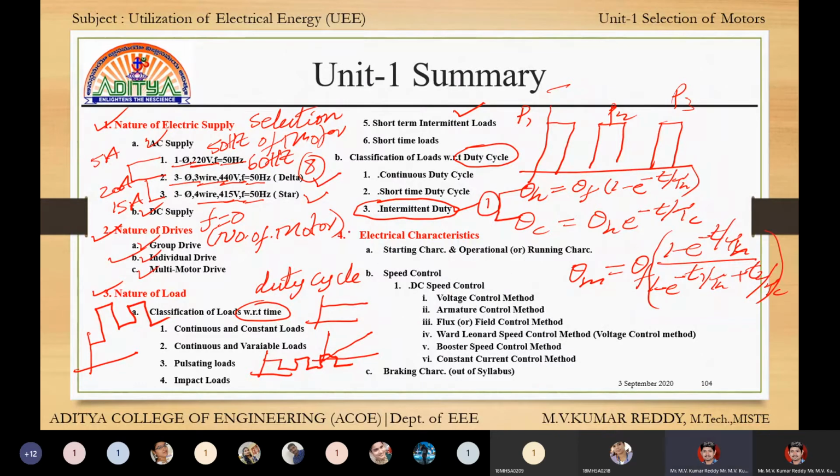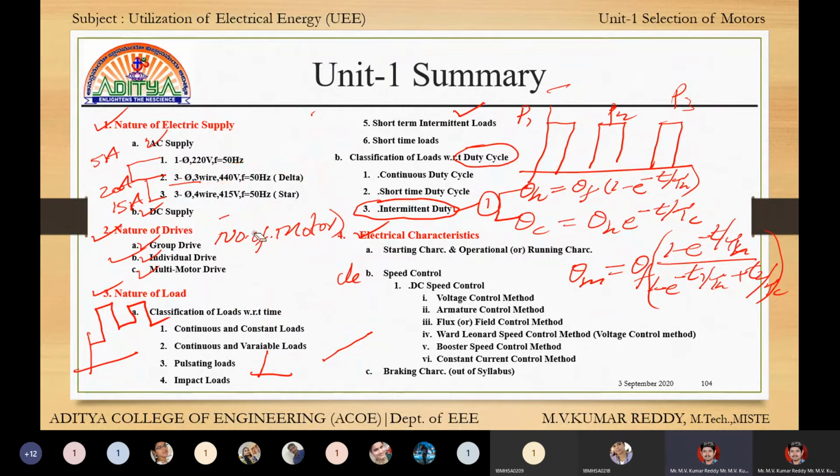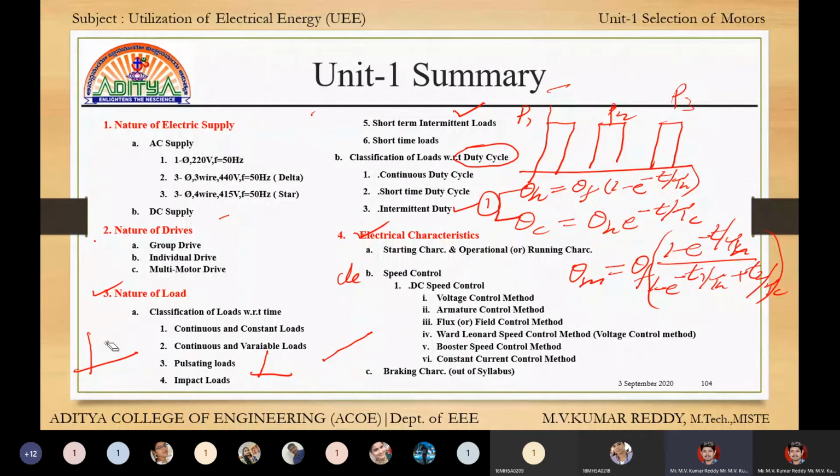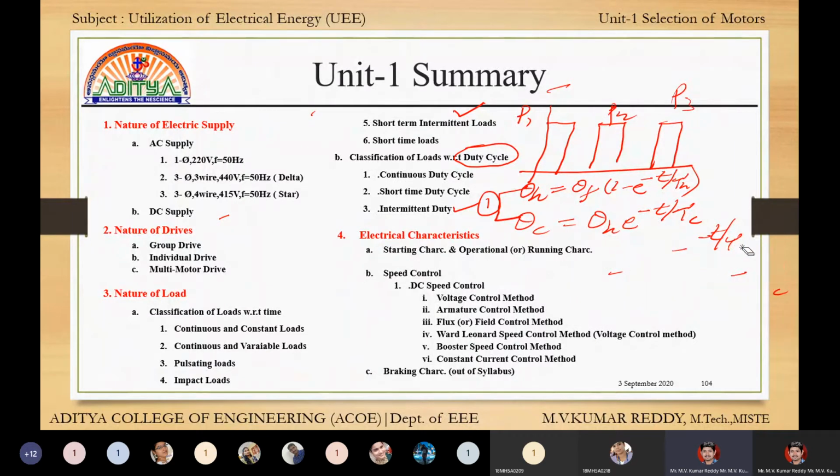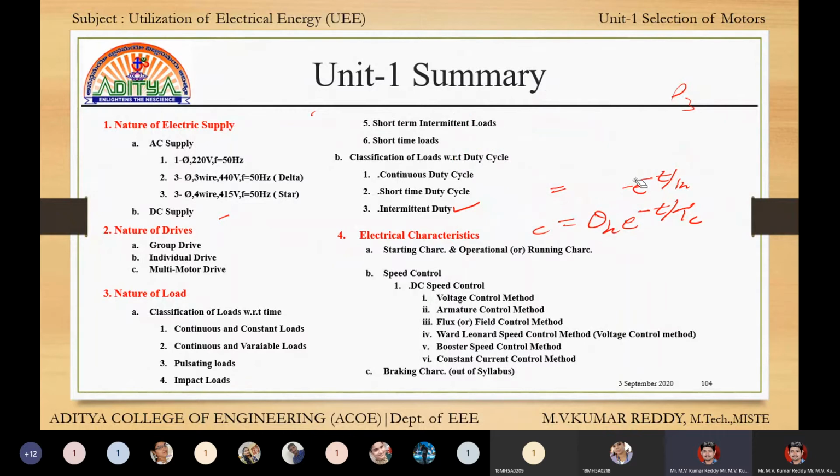Next one is electrical characteristics. In electrical characteristics, we have three types: first is starting characteristics and running characteristics, second is speed control, and third is braking characteristics. Braking characteristics are not in the syllabus, and now we have to study the starting characteristics and running characteristics.